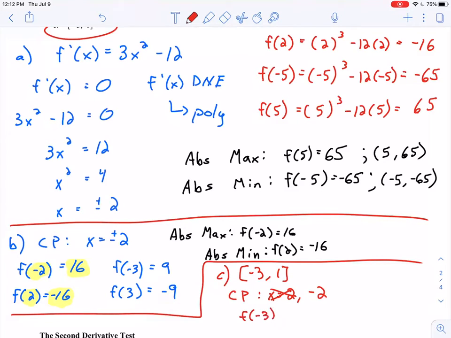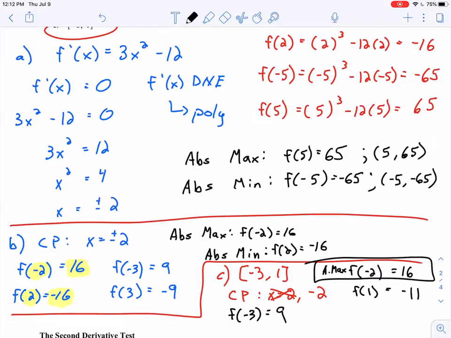So f of negative 3, we said that was 9. And actually here, let me do this in a different color just so that it stands out. F of negative 3, we said that was 9. F of negative 2, we said that was 16. And f of 1, this time I've got to look at it, and 1 would give me negative 11. So f of negative 2 equals 16, that is my absolute max. And f of 1 equals negative 11, this is my absolute minimum.